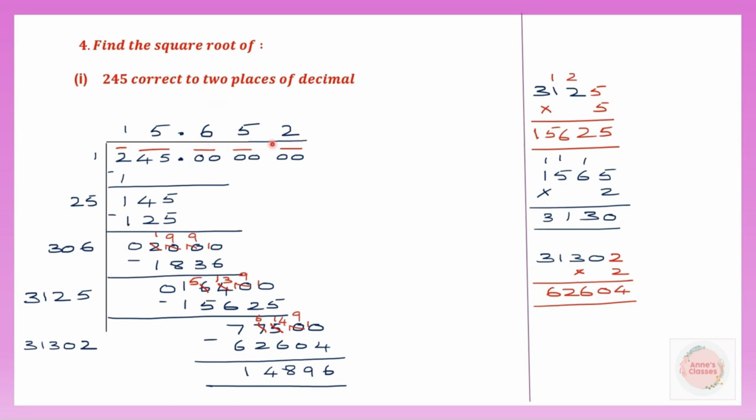here we actually have 3 decimal places now, isn't it? So now let's take down this number and write it here. So what do we have? We have 15.652. Now we have to round it off to 2 decimal places.